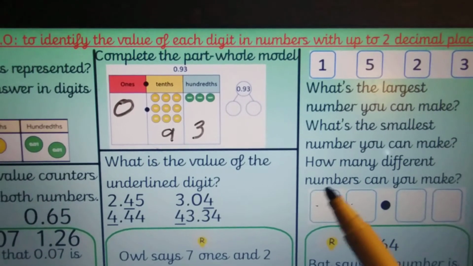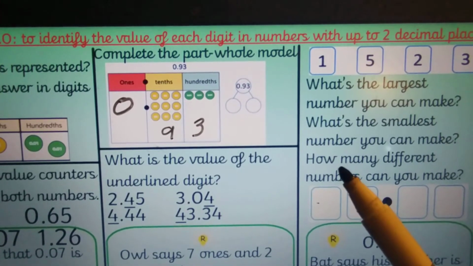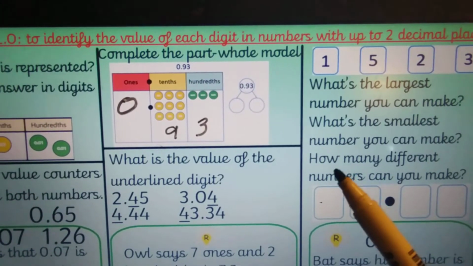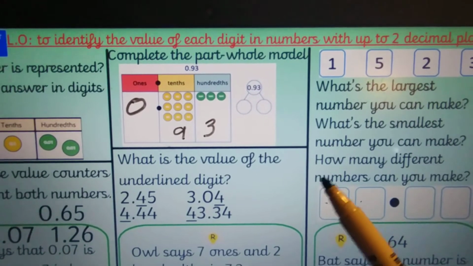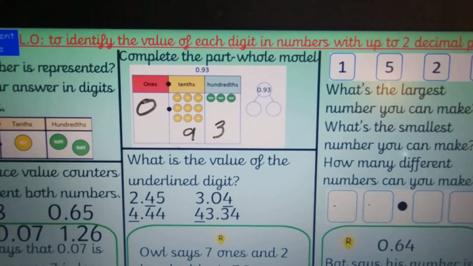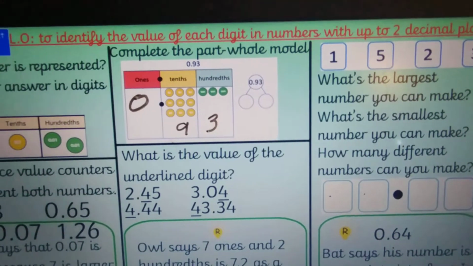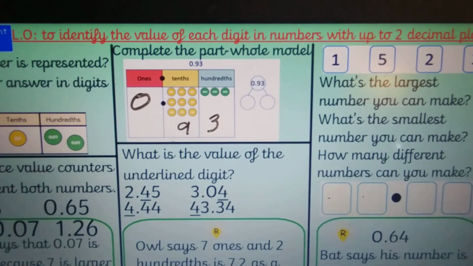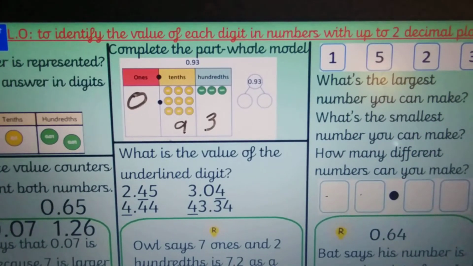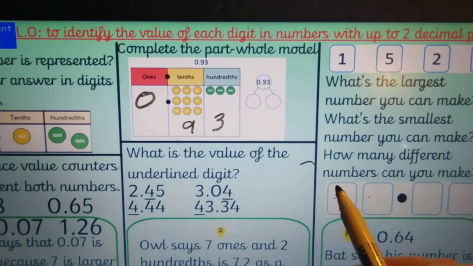And then this is your proper challenge here. I'm looking for some systematic, mathematical, logical thinking. Think about what order you're going to do things in here. It says how many different numbers can you make? So all of them. Using these 4 digits, how many different numbers can you make? There is a lot of numbers. I'm going to give you a little hint: working systematically, I would start with the 5.